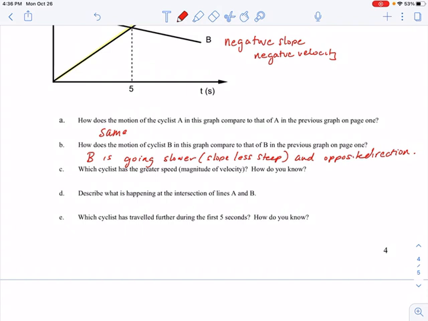Which cyclist has the greater speed? A. It has a steeper absolute value of slope. What's happening at the intersection of A and B? A and B are passing in opposite directions.